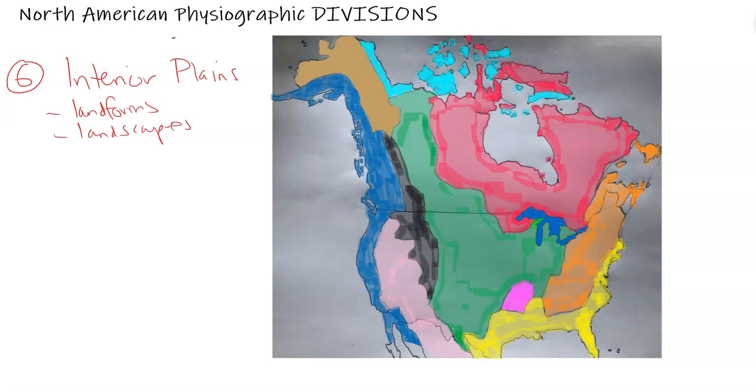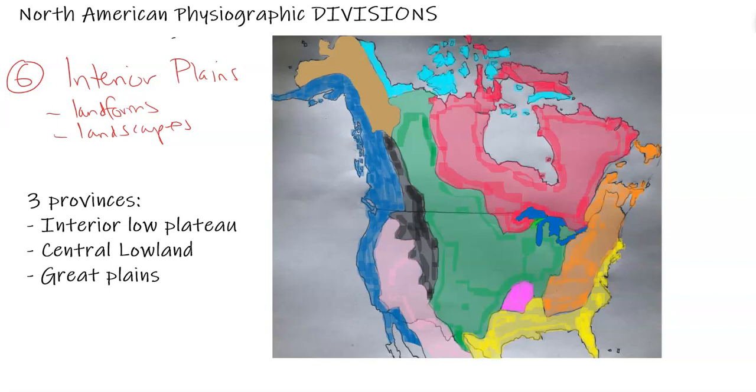But naturally, geographers and geologists want to break this down into different provinces and sections, and this division has a lot of sections in particular. There are three main provinces: the interior low plateau, the central lowland, and the Great Plains. The Great Plains is over here, going all the way up into Canada. The central lowland is this area right here, which comes up here. And the smaller interior low plateau is what's left, this bit right here.